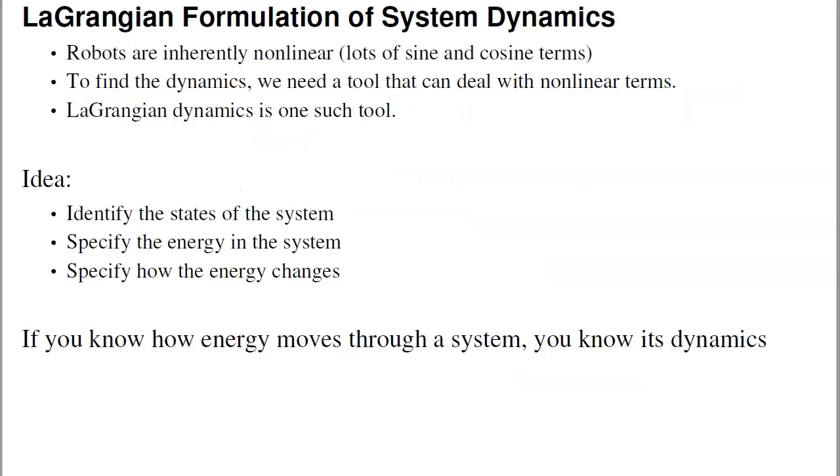Now the next couple of lectures we'll be looking at the dynamics, trying to control the dynamics of a robot manipulator. Robots are inherently nonlinear with all the sines and cosines and gravity terms involved. So we need a way to find dynamics for nonlinear systems. Lagrangian Dynamics is such a tool. It can handle nonlinearities. The idea is to define the energy states in the system. Once I specify the energy in the system, specify how the energy changes. If you know how the energy moves throughout the system, you basically know the dynamics.